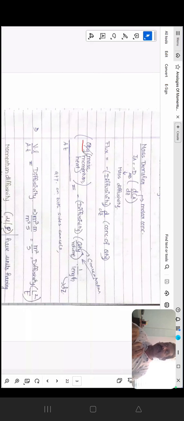In momentum transfer, what is the quantity? Rho into V. In heat transfer, what is the quantity? Rho Cp T. And in mass transfer, what is the quantity? CA, the concentration of a particular species. Right? So what is flux? Flux is nothing but quantity per unit time per unit area.